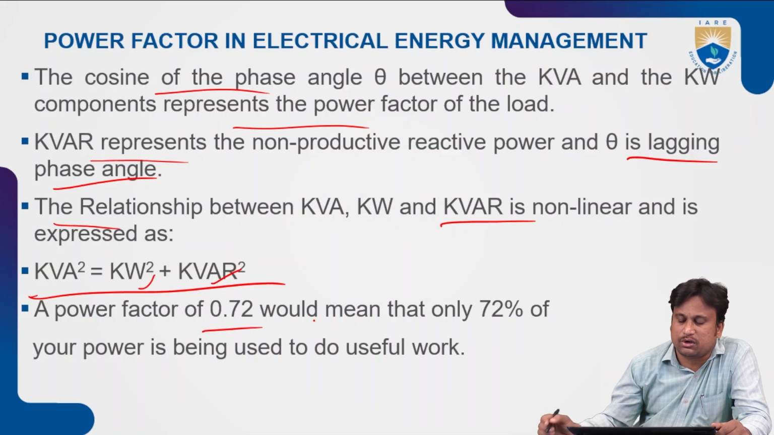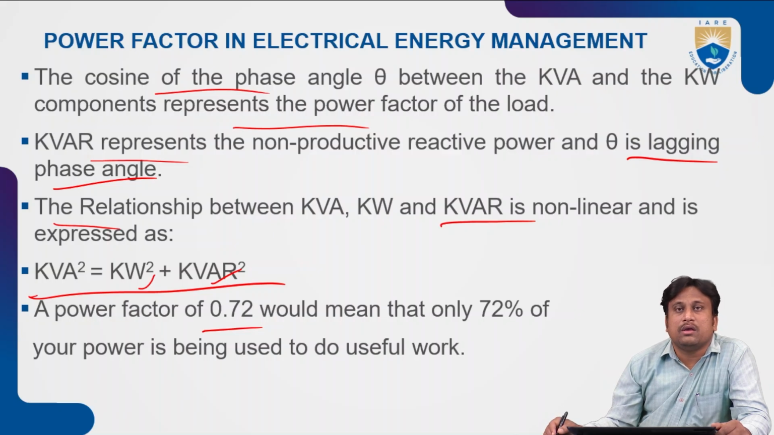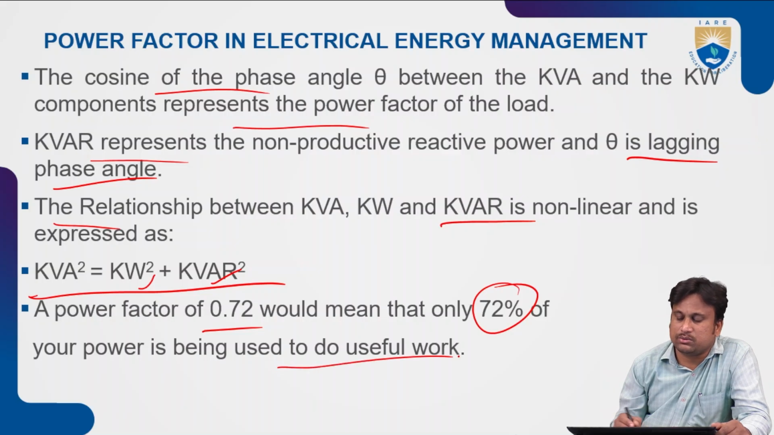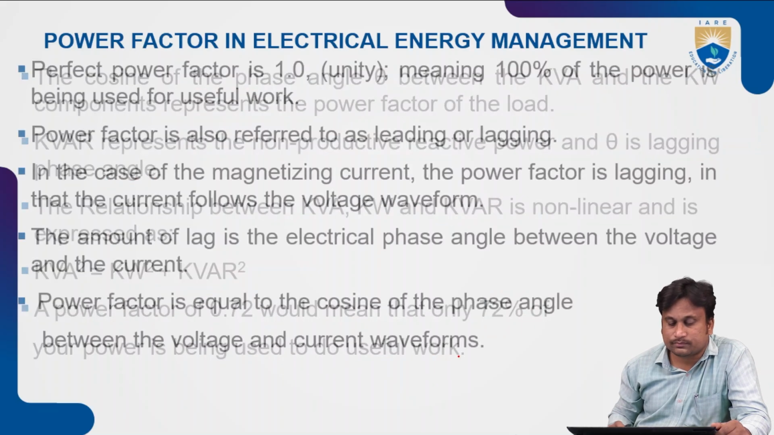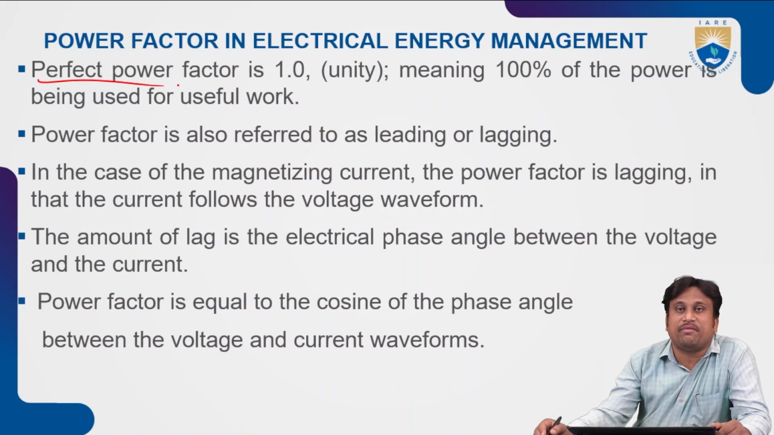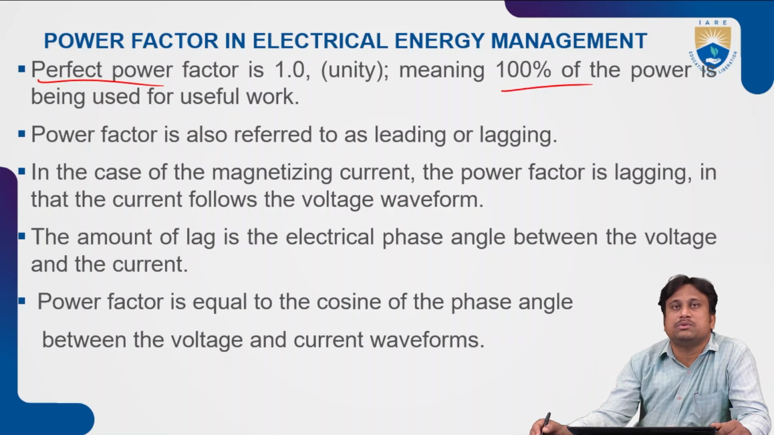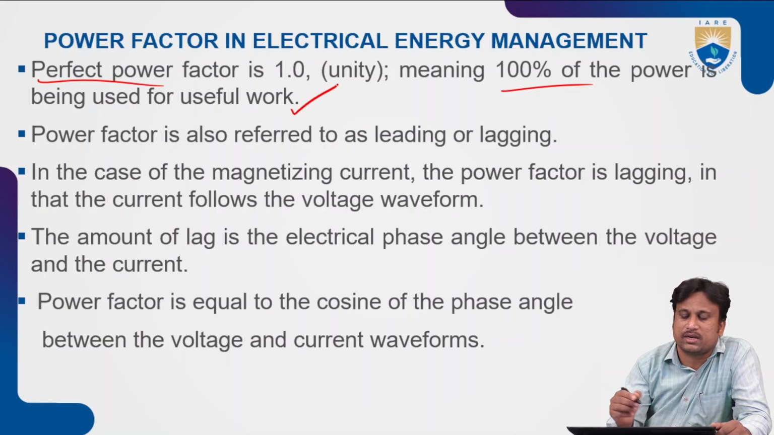A power factor of 0.72 means only 72% of your power is consumed and used to do useful work. A perfect power factor is 1, that is unity power factor, meaning that 100% of the power is being used to do useful work.